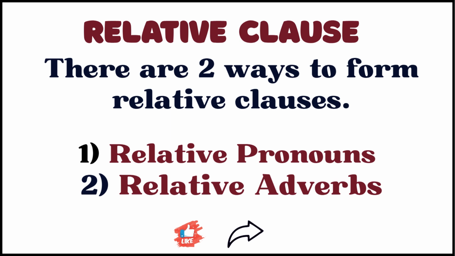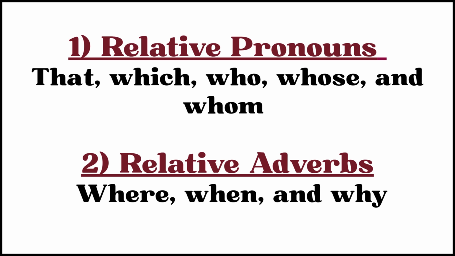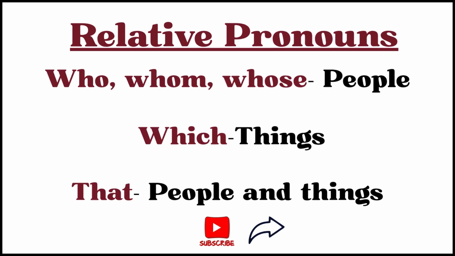Now, there are two ways to form a relative clause. You can use relative pronouns or relative adverbs to form a relative clause. Now, the relative pronouns are that, which, who, whose, and whom. Relative adverbs are where, when, and why. It is important to understand how to employ them when constructing sentences.